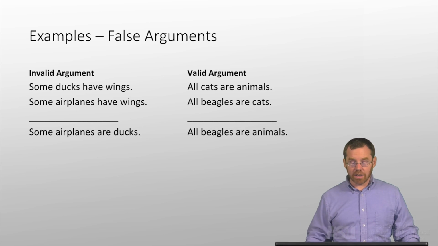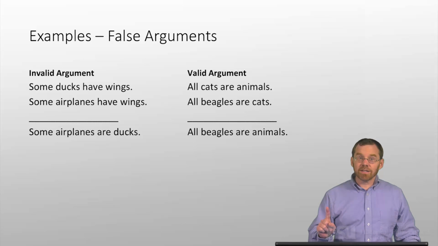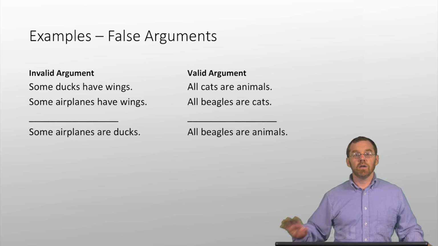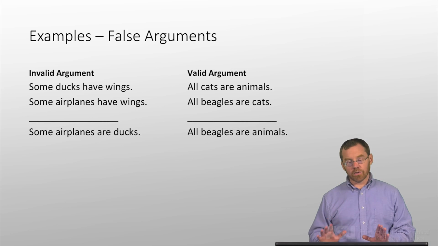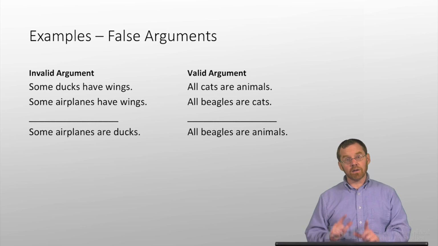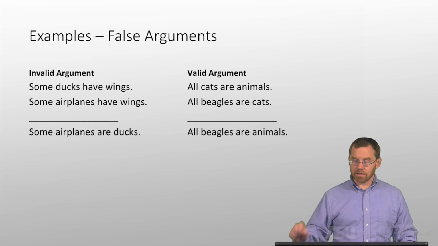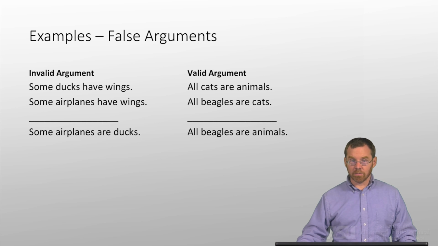Now let's look at the other side. All cats are animals, all beagles are cats, therefore all beagles are animals. It's true that all cats are animals, so one of the premises is true. It's true that all beagles are animals, so the conclusion is true. But that other premise, all beagles are cats, is false. Beagles are a type of dog, and no cats are dogs. Okay. So, again, we've got a false argument. But notice this time, it's a valid argument. It just happens to have a false premise. And that makes the argument false.